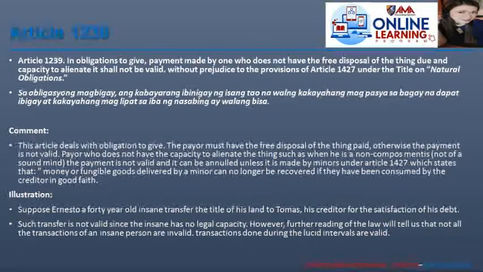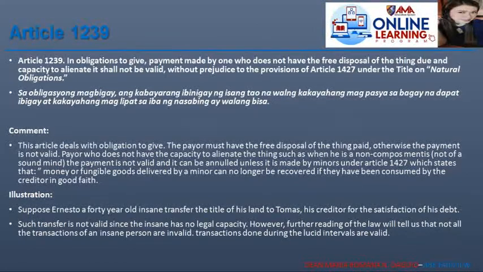In obligations to give, payment made by one who does not have the free disposal of the thing due and capacity to alienate it shall not be valid without prejudice to the provision of Article 1427 under the title on Natural Obligations. Sa obligasyong magbigay ang kabayaran ng ibinigay ng isang tao na walang kakayahang magpasya sa bagay na dapat ibigay at kakayahang maglipat sa iba ng nasabing bagay ay walang bisa.